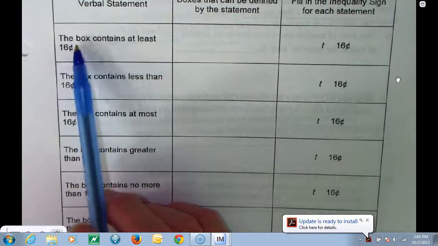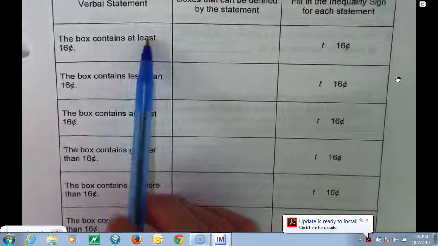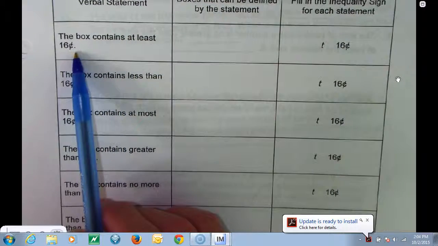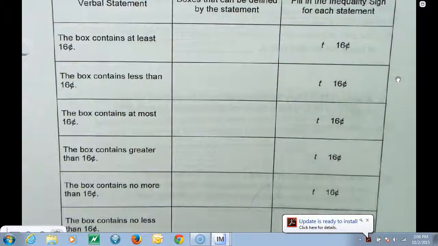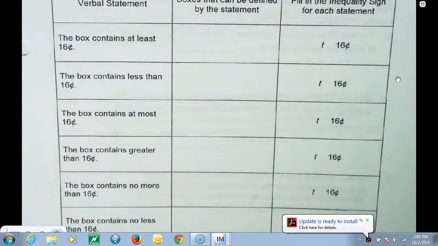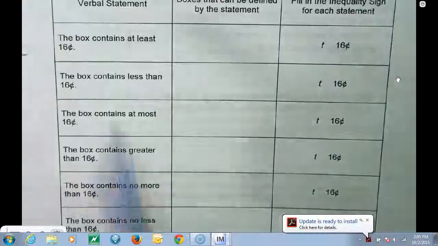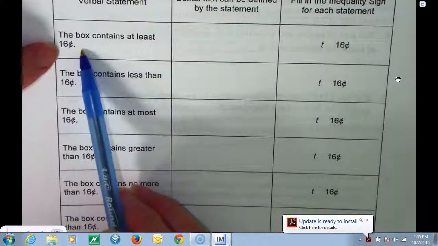Okay, so the box contains at least 16 cents. Guys, if I say I want at least 5 of you to answer this, how many people do I want to answer it? 5 or more. If I say I have at least $50 saved up, then I know that I have $50 or more saved up, right? At least. So, the box contains at least 16 cents.